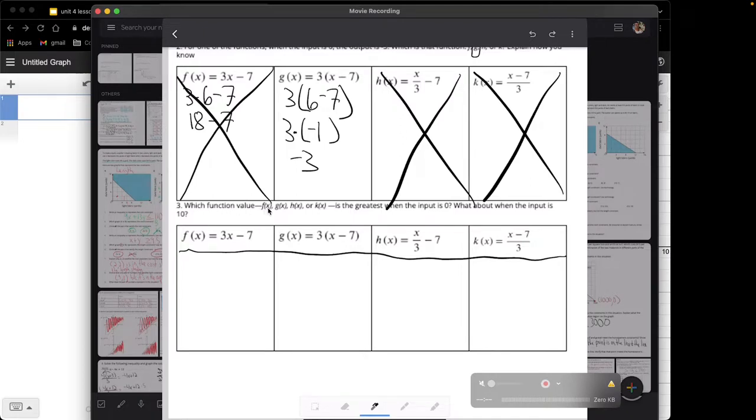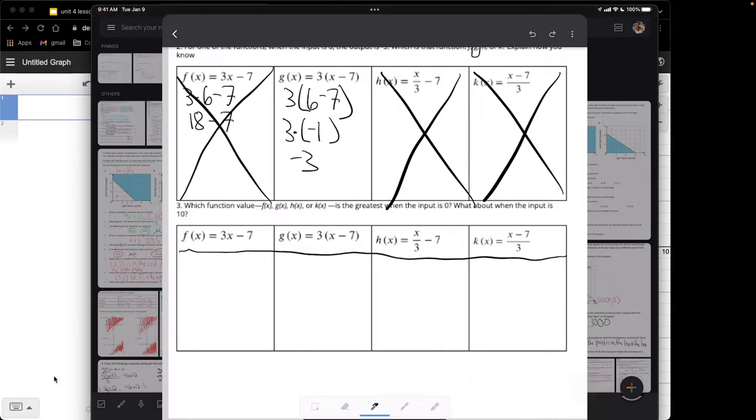Which function value f, g, h, or k of x is the greatest when the input is 0? What about when the input is 10? So we're going to start with 0. We're going to figure out which one of these has the greatest value when I input 0.